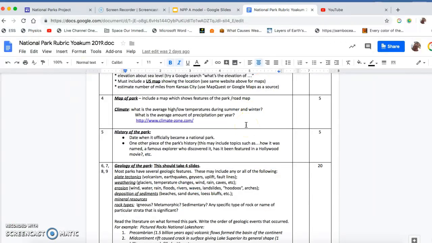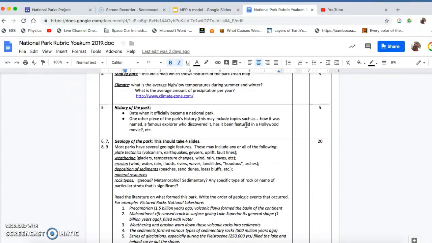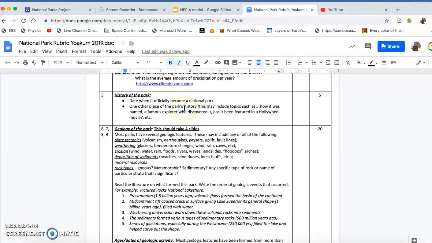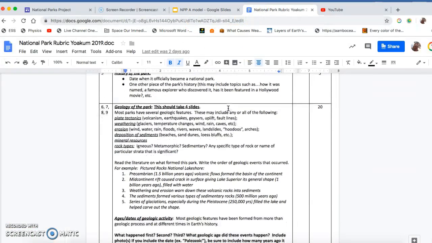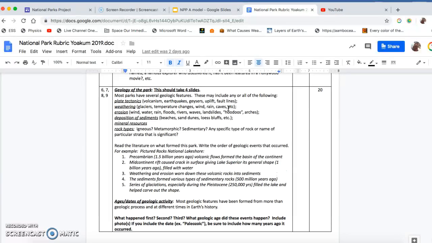Okay, and then history of the park on slide 5. So when did it become a park, and some other piece of the park's history. And there it is. The human history of the park goes back a long ways. Anyway, I'm not giving you a tour of the park. I'm giving you a tour of the presentation, and it is all there. You can see that we have when the park became a national park and some history about the park prior to that.